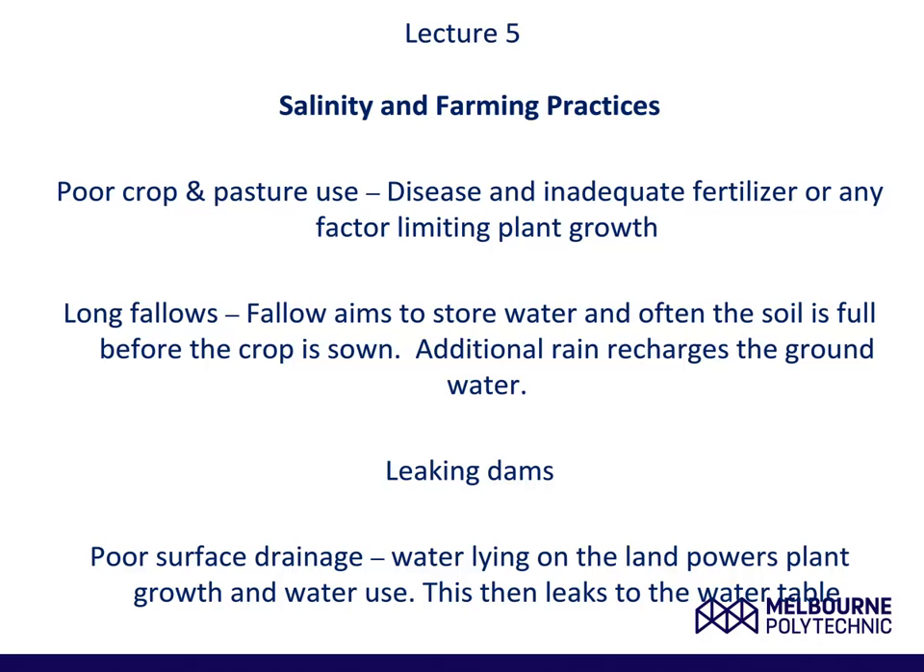Where you allow long fallow, you aim to store water, and often the soil is full before the crop is sown. Additional rain recharges the groundwater, adding to your salinity problems. Leaking dams are an obvious one, but little thought about. And finally, poor surface drainage. Water laying on the land powers plant growth and water use. This then leaks into the water table if it's not used up.